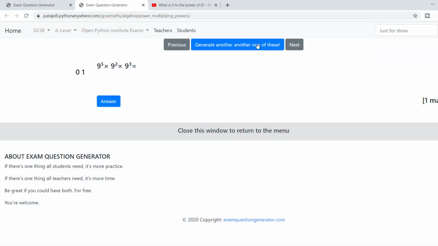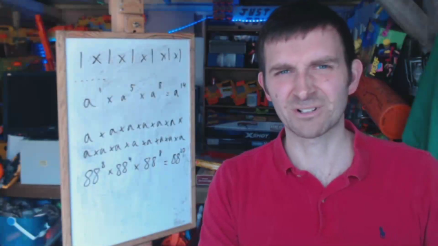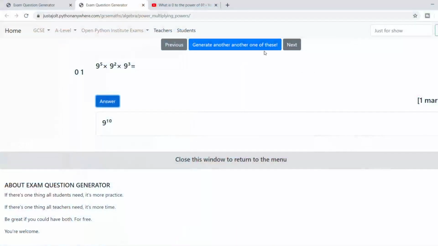Let's have another one. So 9 to the power of 5 times 9 to the power of 2 times 9 to the power of 3. And we're getting to the point now where we can just kind of do this in our heads. It's just simple adding up. So it's 9 to the power of 10. And again, I should probably have calculated that for the answers, but you get the idea.